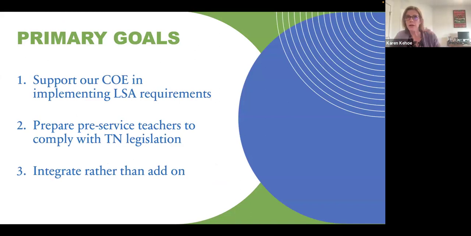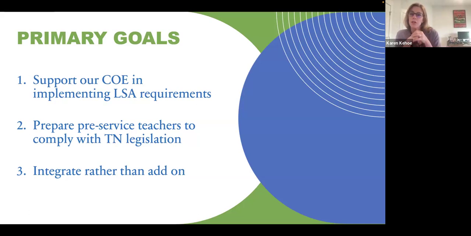We really wanted to support our college. And now I should say that our center is technically within the College of Education. So sometimes I talk about them as though we're separate entities. We sort of are and we sort of aren't. We're a center that falls within the College of Education, but we're not the program directors of the educator preparation program. And so we wanted to support our EPP, who really is responsible for training pre-service teachers to get initial licensure.